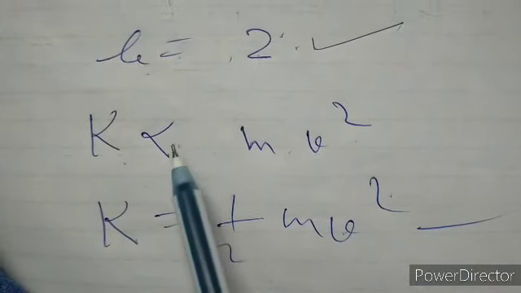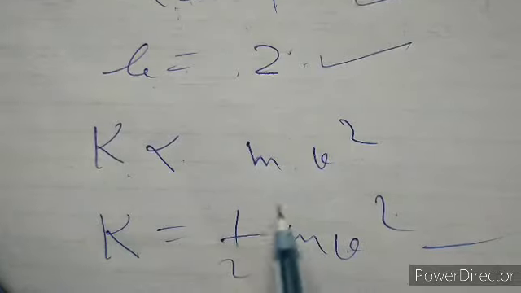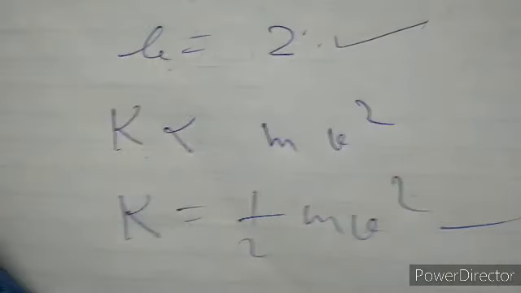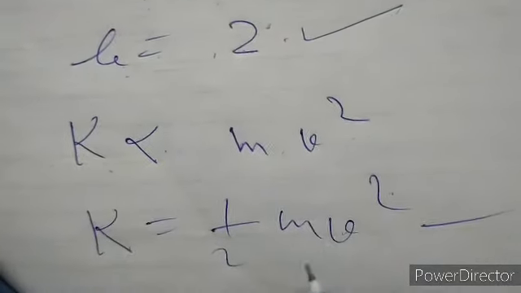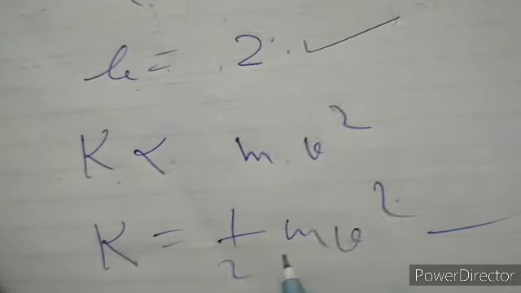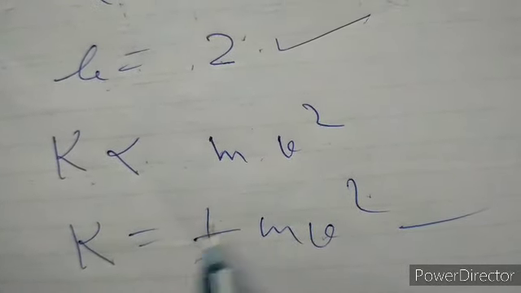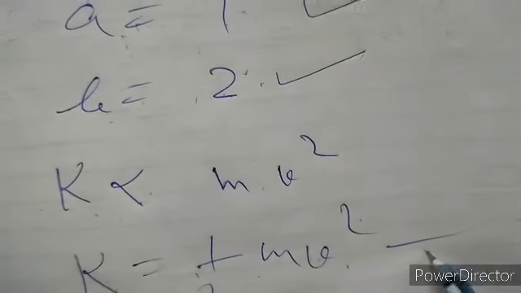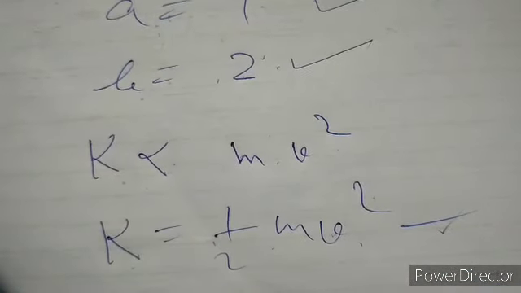Then we remove the proportionality sign and we have to take the constant. If we know the constant, then we write it, otherwise this is okay. Then we know that the constant is half, so K is equal to half m v square. This is the correct formula. Is it okay? Now you try to solve the numerical problems and I will help. Don't worry, I will solve the numerical problems and I will give some questions to you. If you want, you can solve the numerical problems, I will help you accordingly. Thank you.